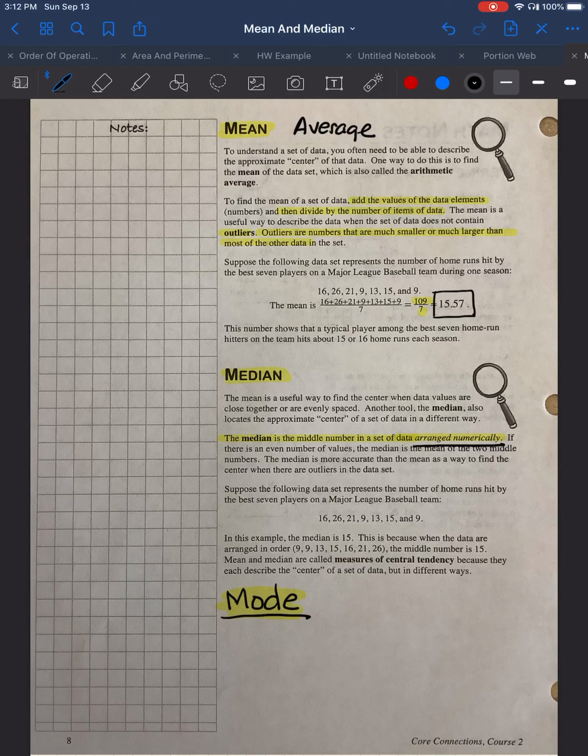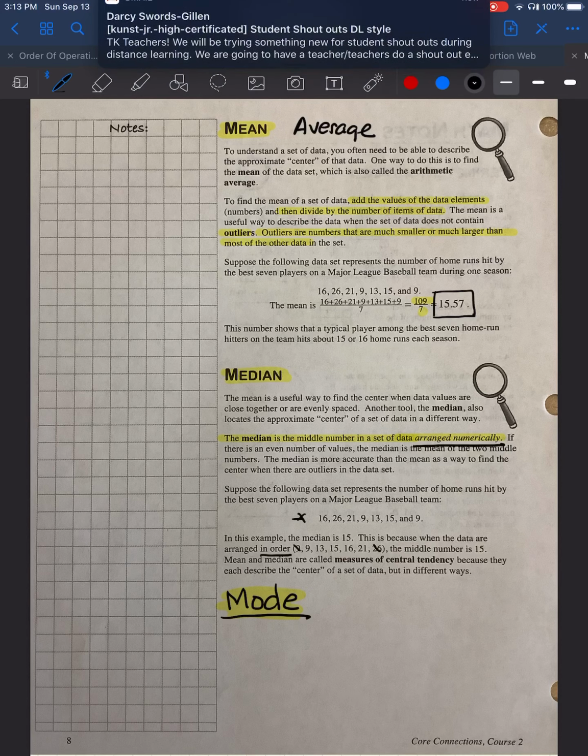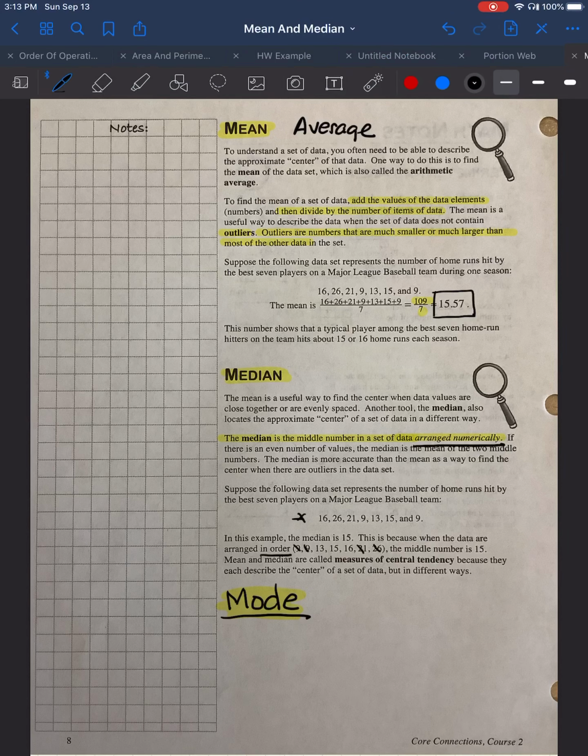So if you look at the data set that they gave us here, right, those numbers are not in order. We don't count 16, 26, 21, 9, right? So they rearranged the numbers in order, and then they found that the middle number was 15. Now, how did they do that? Well, one way to do that is to cross those numbers off in pairs. Those two match, those two match, those two match, and we end up with one number in the middle, 15, which was our median. Okay. There's another thing that happens with median. I'm going to do an example, and you'll see.